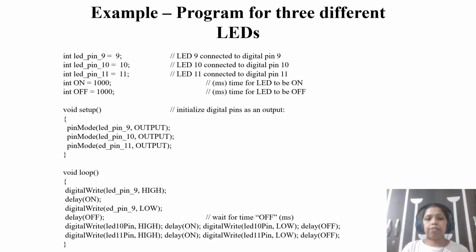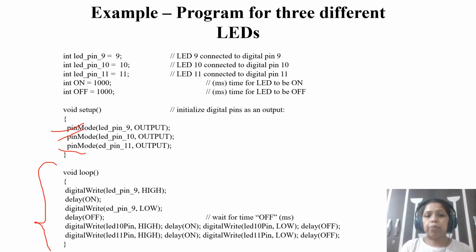Under the void setup function, you have to configure all the pin numbers that will act as output pins, because you are turning on the LED and want to send the logic 1 signal from the microcontroller to the LED. So all three variables act as output pin mode. Now under the void loop function, you have to write the main program.